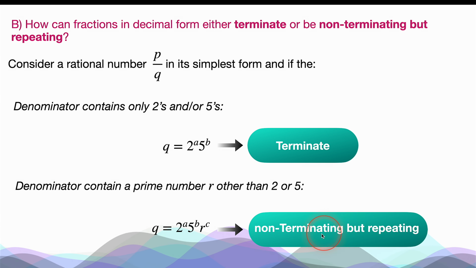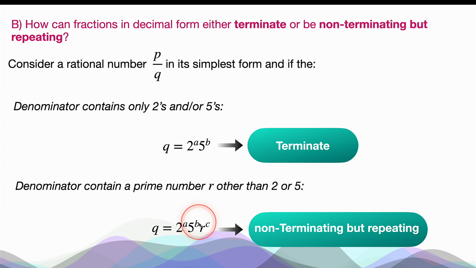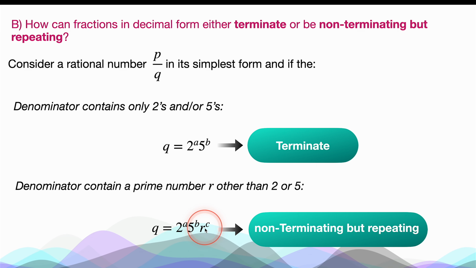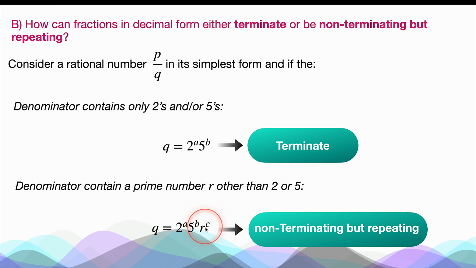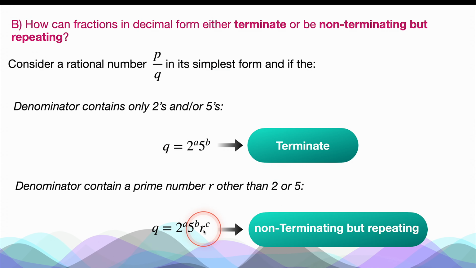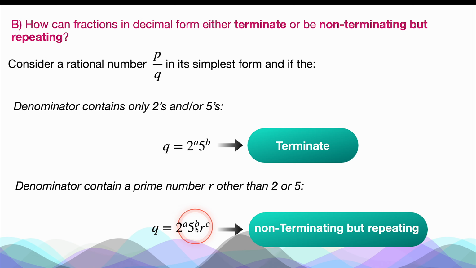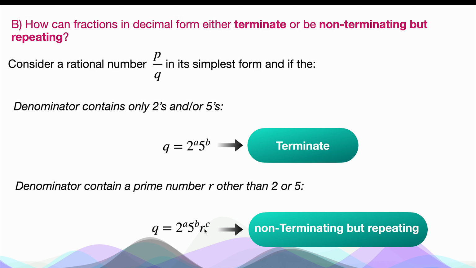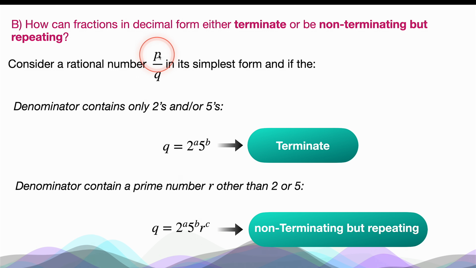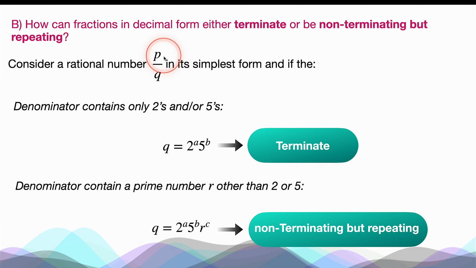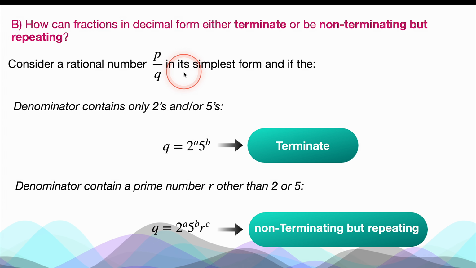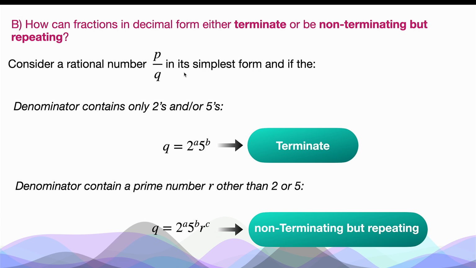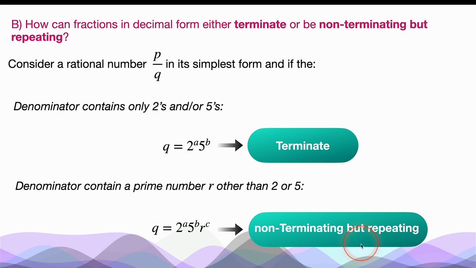One quick example that you can think of is: let's say a equal to 1, b equal to 1, and c is also equal to 1, and let's imagine the smallest prime number other than 2 and 5, that will be, let's say, r equal to 3. Then what is q? 2 into 5 into r: 2 into 5 is 10, 10 into 3 is 30, and let us assume p as 1. So p equal to 1 and q equal to 30, then p by q will be 1 by 30. All of you take a moment and try to calculate 1 by 30. It will be a non-terminating but repeating decimal number.